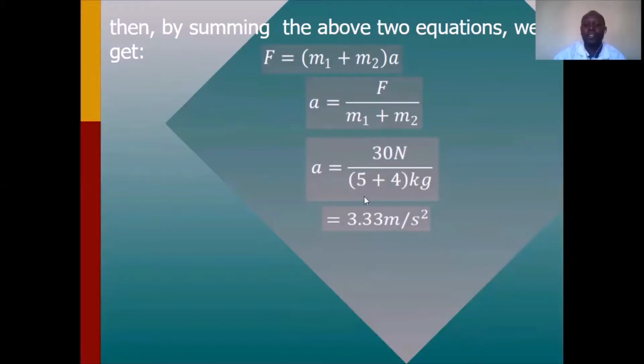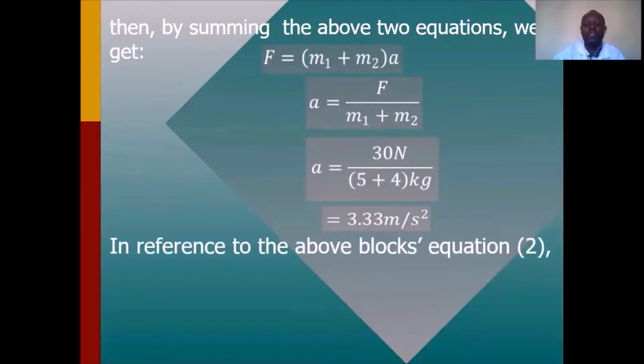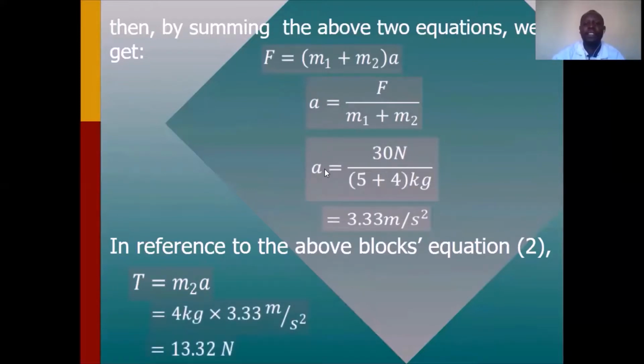Replacing the value of acceleration in either the first equation or the second equation, we are going to get the value of tension. So in reference to the above blocks, equation 2, we have tension T equal to M2 times acceleration. That is the second equation. Replacing the value of a into this equation, we have the tension of 13.32 Newton.